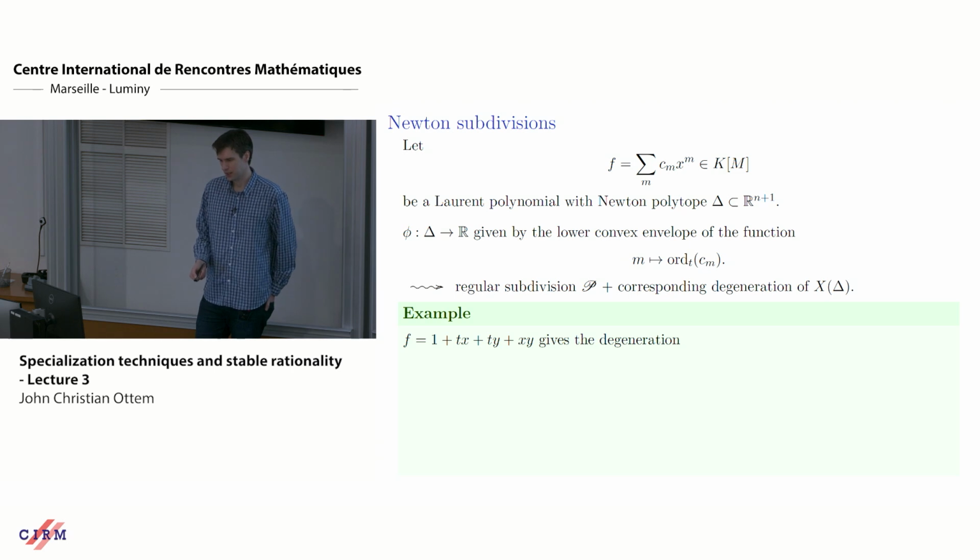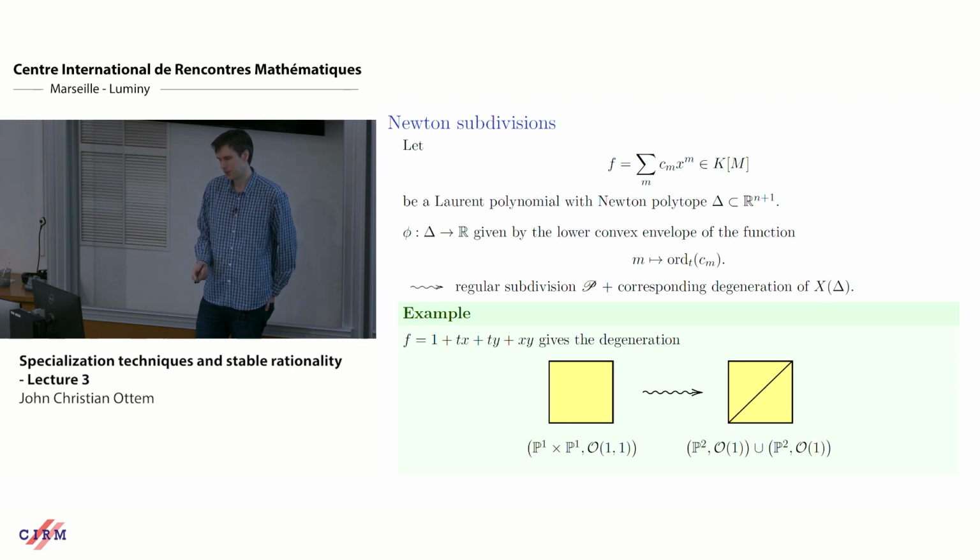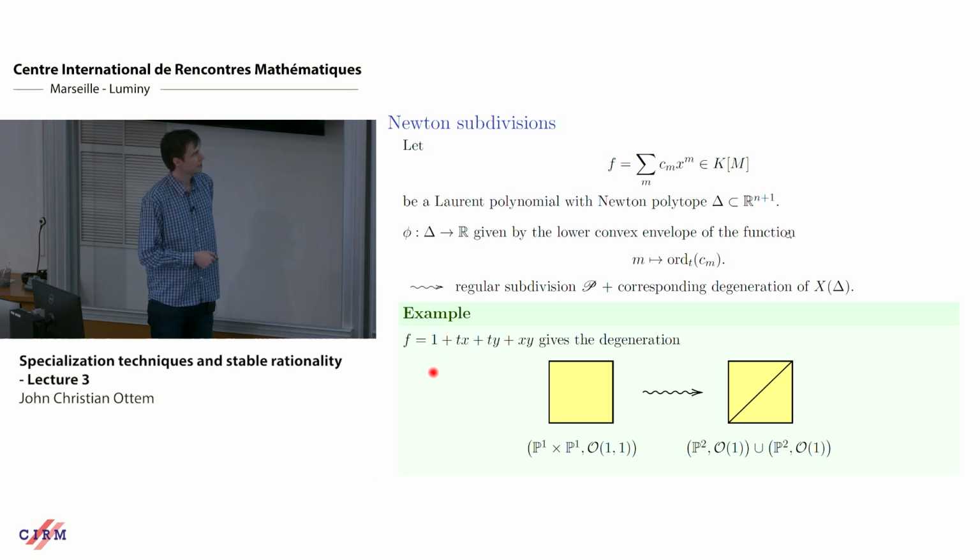So for instance, if we take this polynomial here, you see that there are coefficients in t, and this represents the degeneration we just had. You have 1 here, and sorry, the degrees of the t's are 0 here and 0 there, so that corresponds to the diagonal. Okay, so we know how to degenerate toric varieties.